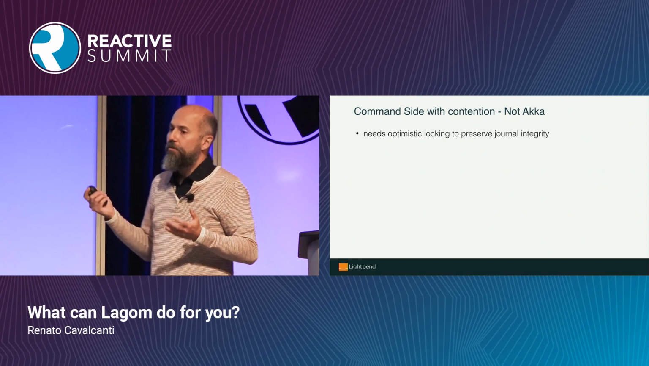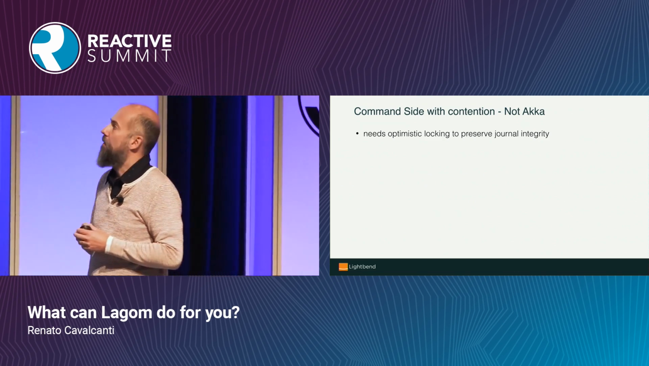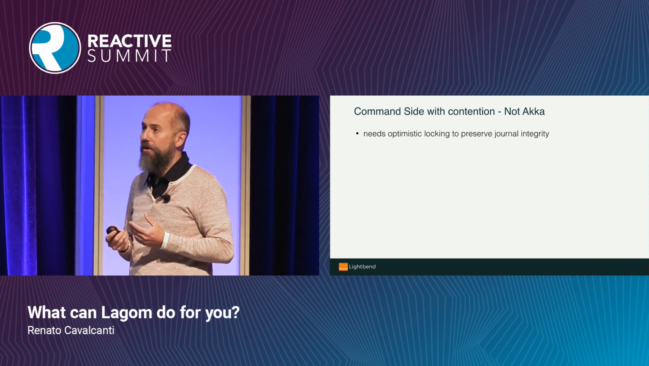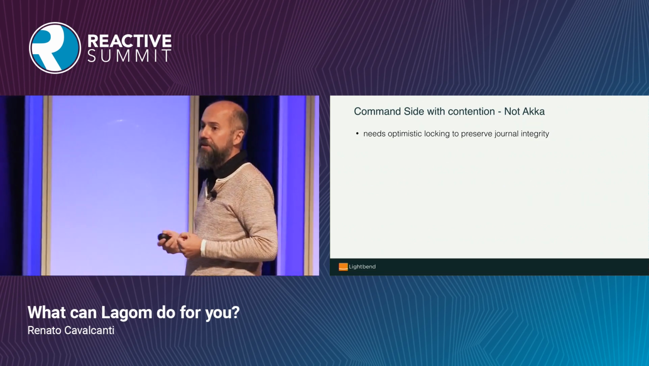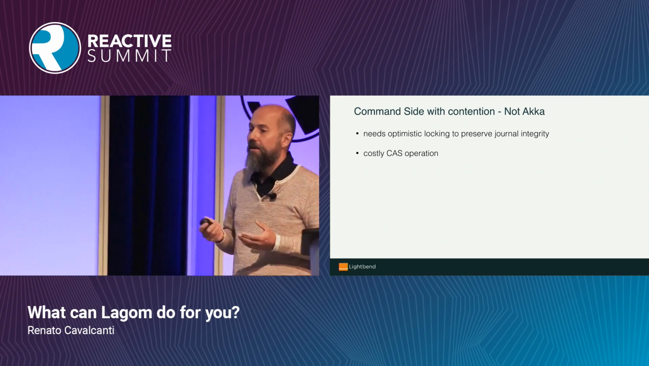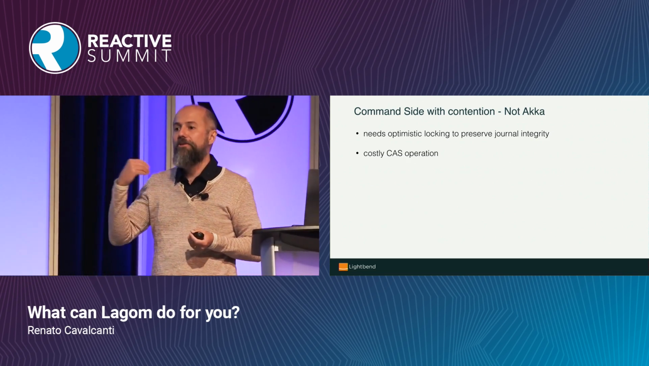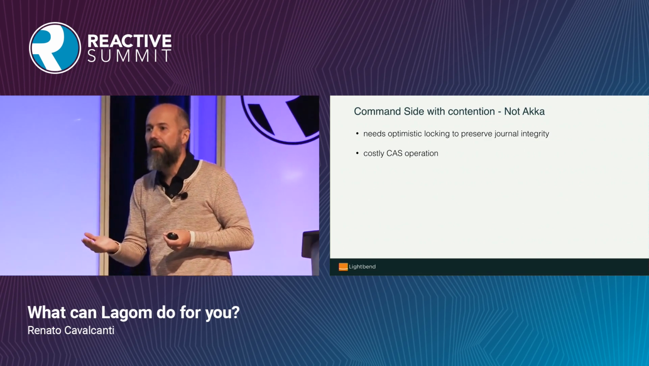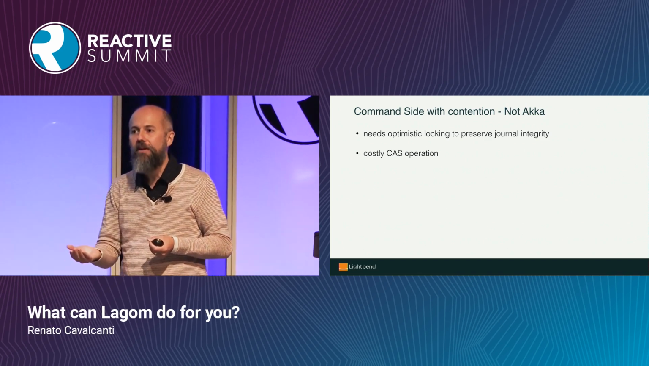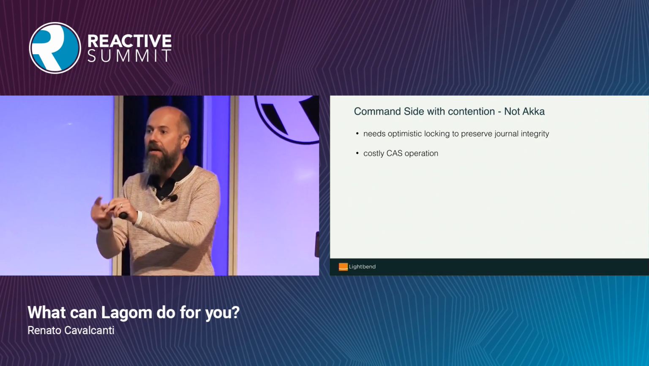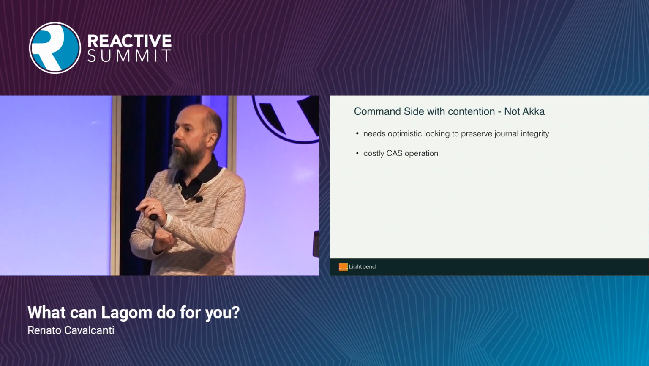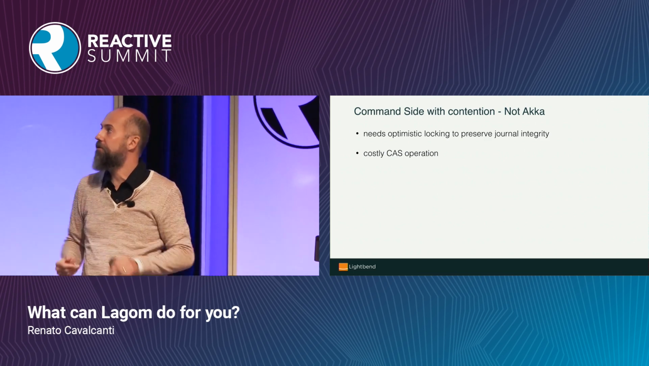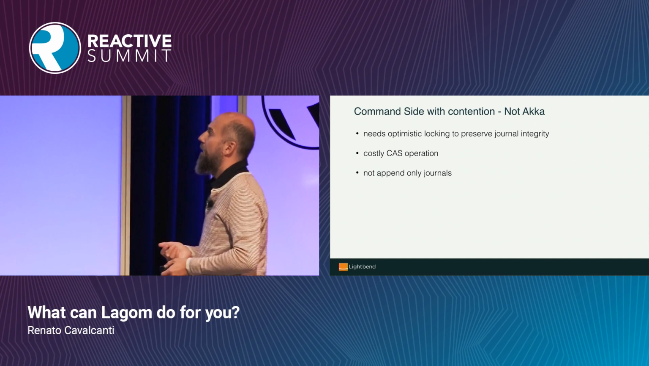So when you do this kind of command handling, you need to have optimistic locking to preserve the integrity of your journal. And that's a costly CAS operation. So you have to check and swap data. It's not really swap because you are appending a new event, but before appending the event, you need to check that the previous event has the version number that you have, that there is no other event that was introduced in between. And that's costly.